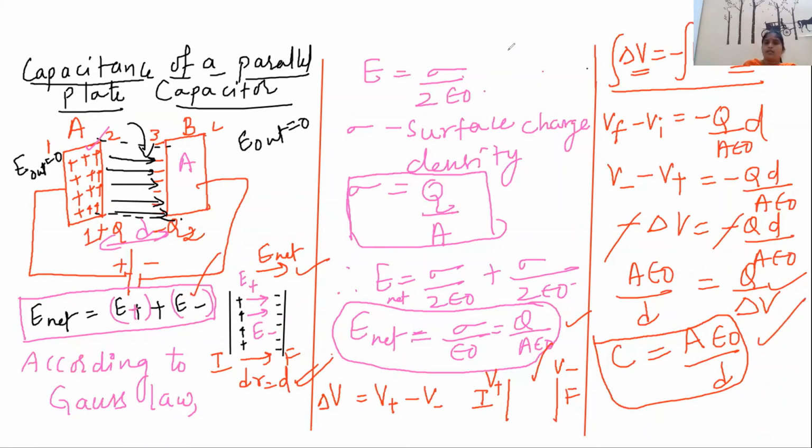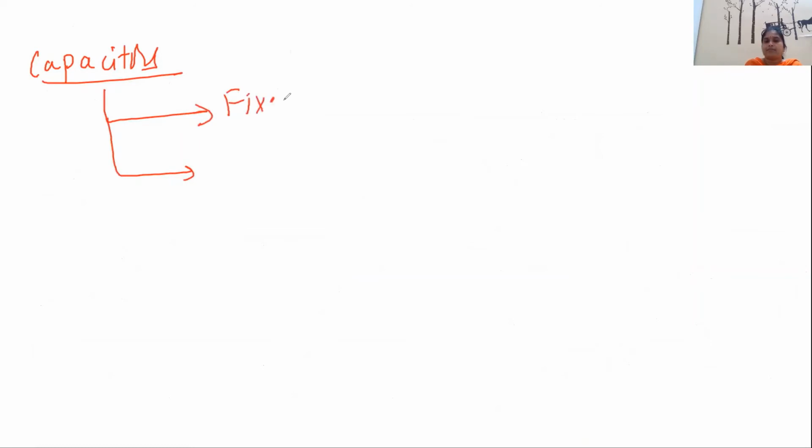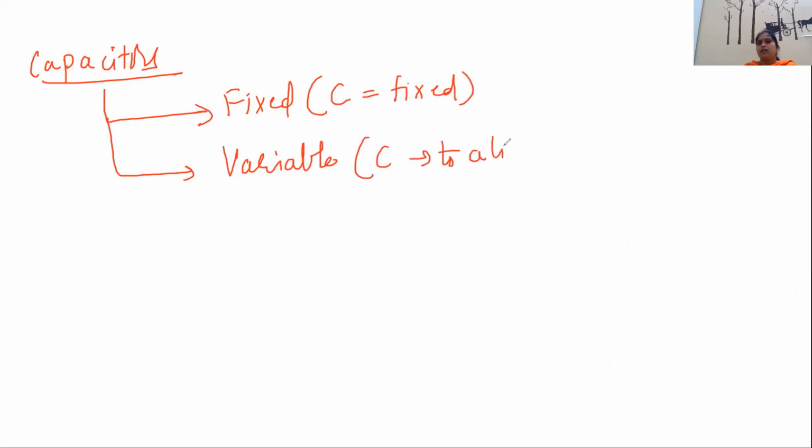Okay, now let us move on to the symbol of a capacitor. Usually we have two types of capacitors: fixed capacitors and variable capacitors. A common name for variable capacitors is gang capacitors. Fixed capacitors are those whose value of C is fixed and cannot be varied, while here you can vary the value of C to a limit. The symbol for these types of capacitors is either two lines or like this. So this is the symbol for the fixed capacitor.